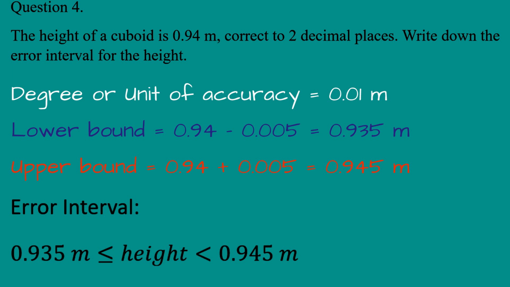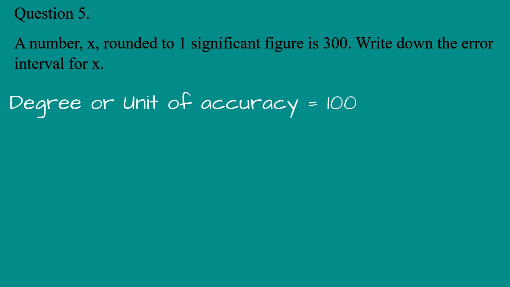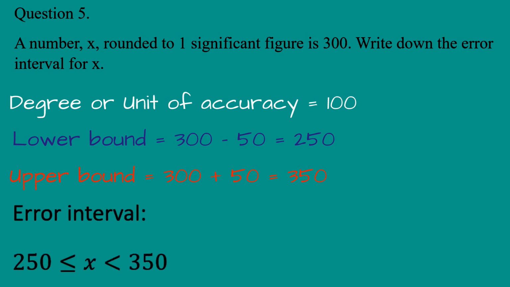The next 3 questions are rounded to a number of significant figures. Let's look at question 5. If 300 is rounded to 1 significant figure, then it is rounded to the nearest 100, and this is the degree of accuracy. Half of 100 is 50. We take 50 away from 300 to give us the lower bound, 250, and add 50 to 300 to give us the upper bound, 350. The error interval is the inequality, x is greater than or equal to 250, and less than 350.